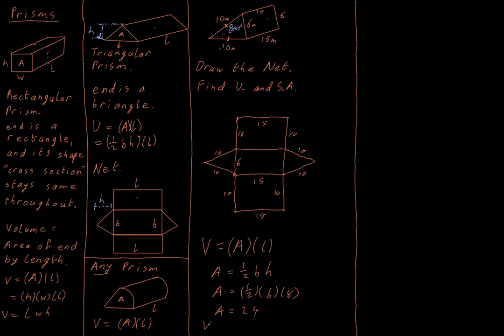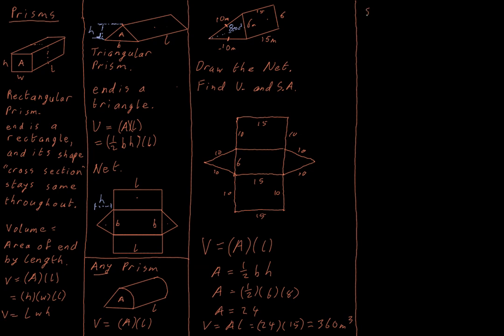And then to find the volume, it's just going to be the area times the length, which is going to be 24 times 15, which is going to be 360. And this is a volume, so that's meters cubed. I've multiplied 3 lengths together.